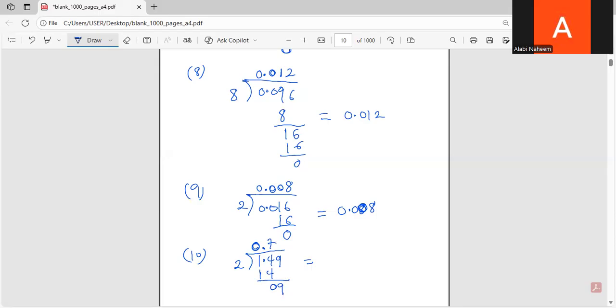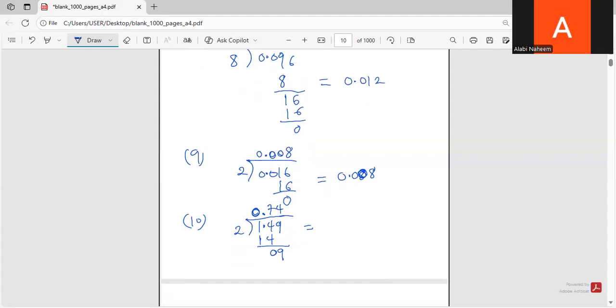Then we have 9. Now 2 in 9. The highest multiple of 2 we have before 9 is what? It is 8. 2 times 4, 8. 2 times 5, 10. So we need the one that is before 9. That's 8. 2 in 8 is what? 4. As for the remainder 1, we do not need it. Ignore the remainder. So we need the whole number, that's that 4. Now 2 times 4 gives 8. Right? Subtract 9 minus 8, 1.